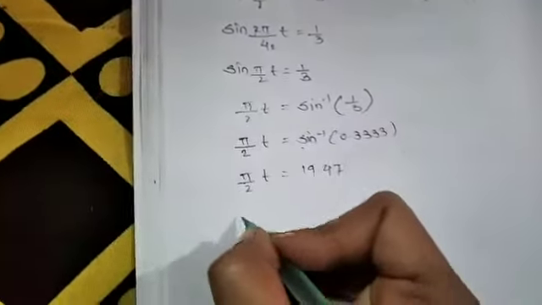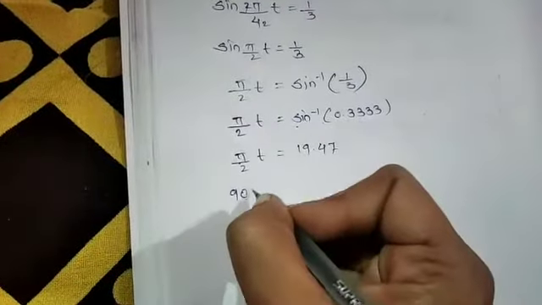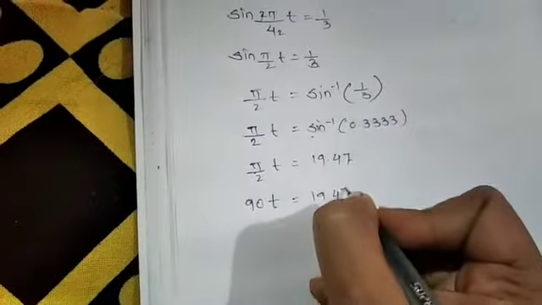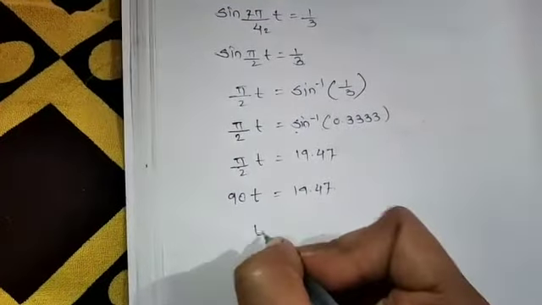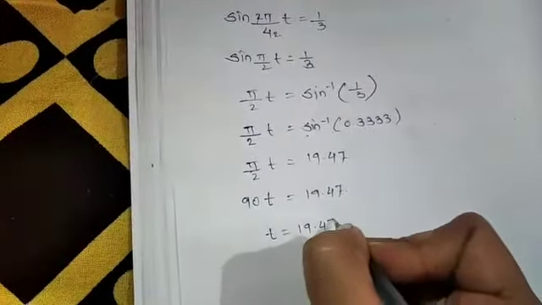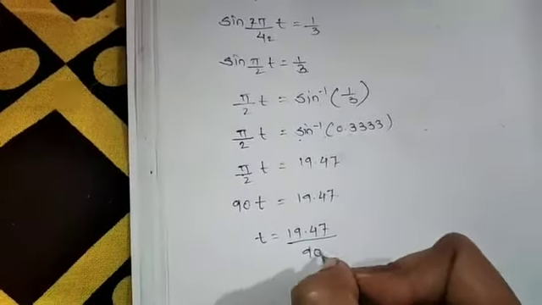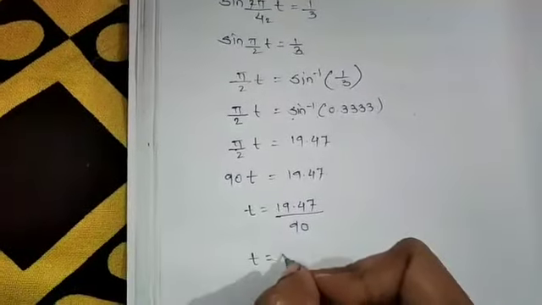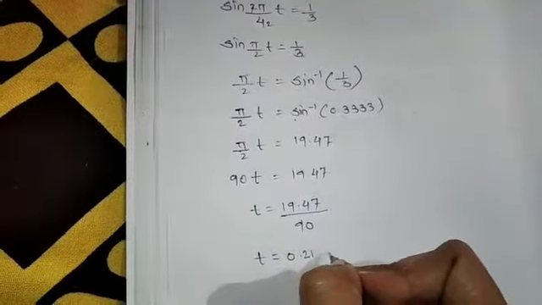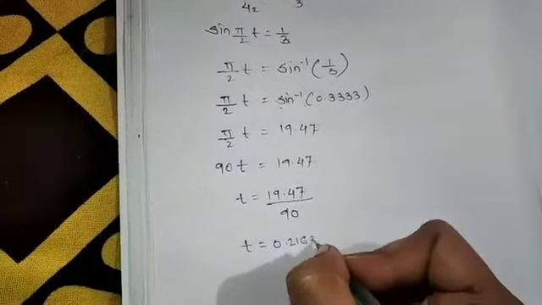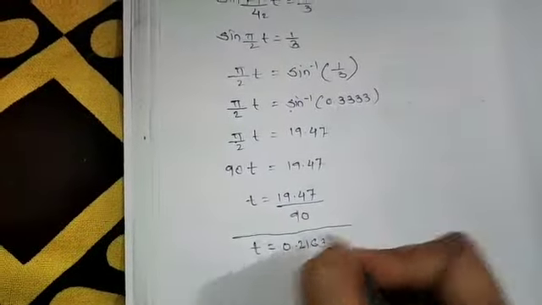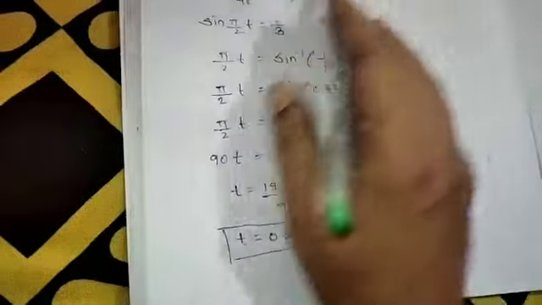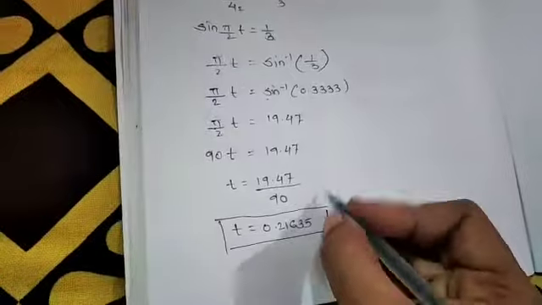Instead of pi by 2, we can write here 90. That is, pi by 2 is nothing but 90 into t, it is 19.47. So this t is equal to 19.47 divided by 90. By simplifying this, we have t is equal to 0.21635. So this is the time interval, that is small t. It is in seconds.